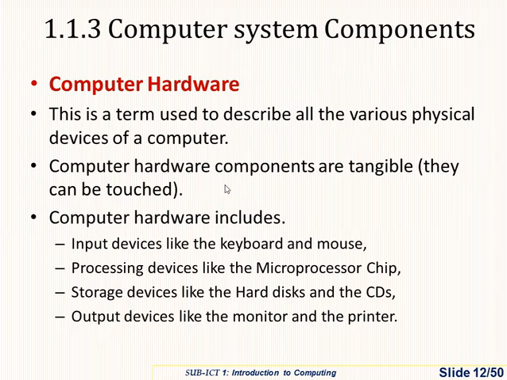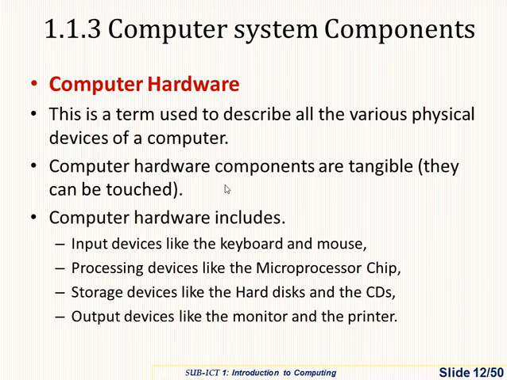The first one is the computer hardware. The computer hardware is a term used to describe all the various physical devices of a computer. Computer hardware components are tangible. That means those parts or components of the computer that you can touch easily are the hardware. For example, you may have the mouse, you can touch it. You can have the monitor, you can touch it.